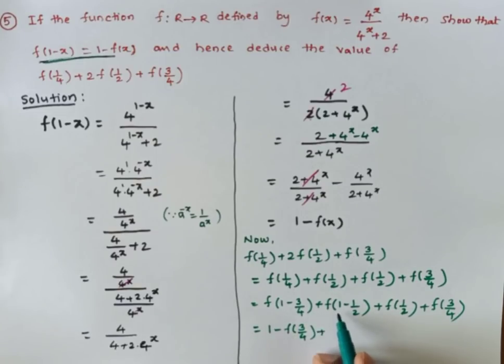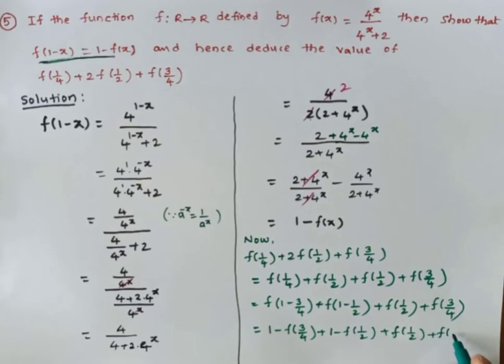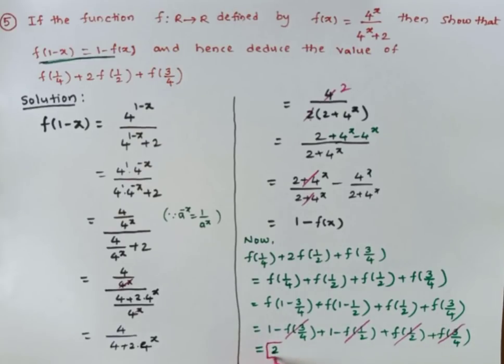And in the same way, f of 1 minus 1 by 2 is there. So we can write it as 1 minus f of 1 by 2 plus f of 1 by 2 plus f of 3 by 4. Now observe the terms. Minus f of 1 by 2 plus f of 1 by 2 gets cancelled, and f of 3 by 4 terms also cancel. Then the leftover things are 1 and 1, so 1 plus 1 is 2. Therefore, the value of this expression is 2.